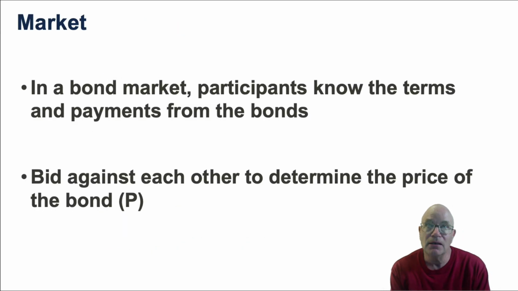In the bond market, participants know the terms of the bond. So they know what the payments will be in the future, and they would have a schedule of the payments. They bid against one another to purchase that bond package or bond, and the highest price wins. And the winner of that bond, the price that's paid on that bond, determines its yield.